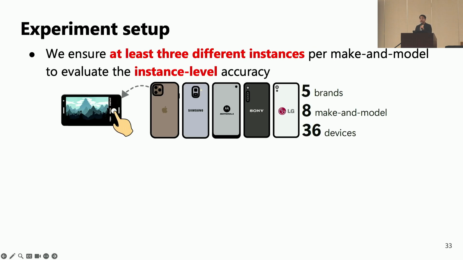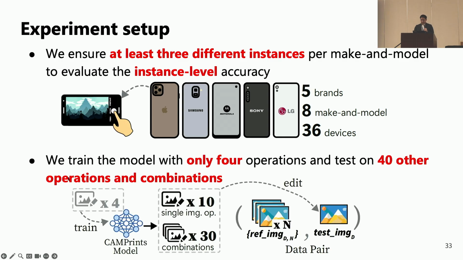We evaluate CAMPrints using an image data set along with the corresponding camera IDs. To assess instance level accuracy, we ensure at least 3 different device instances per make and model. In total, the data set includes 5 brands, 8 make and models, and 36 device instances. The model is trained on only 4 operations and tested on 40 additional operations and their combinations.